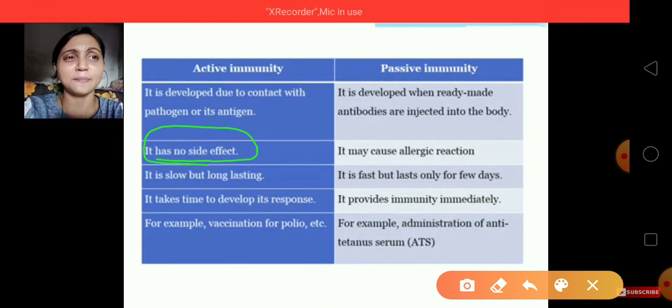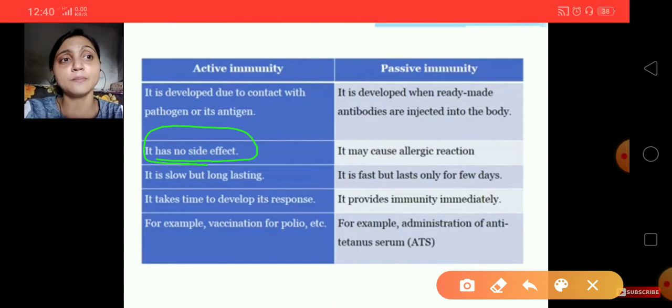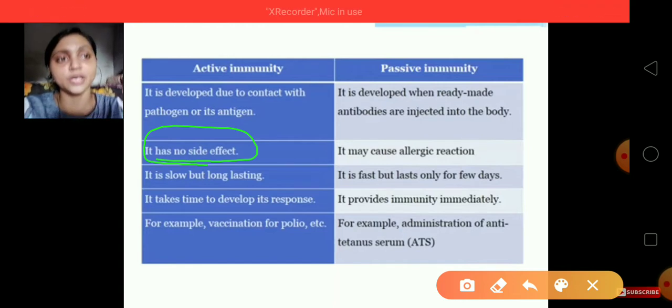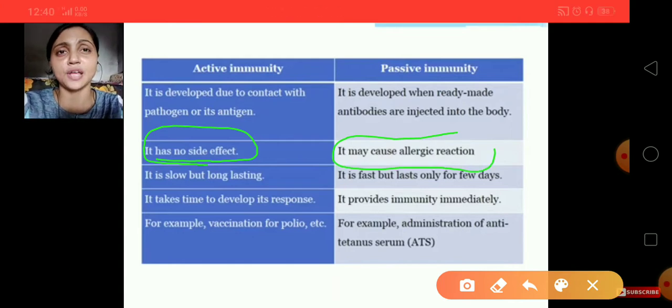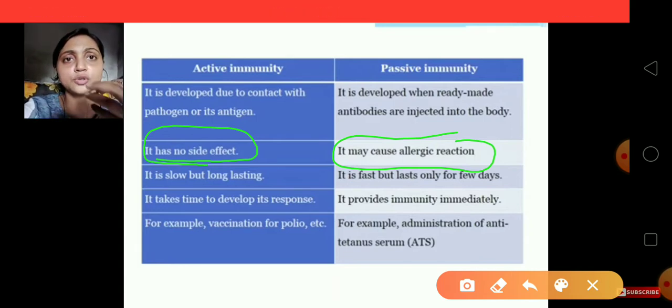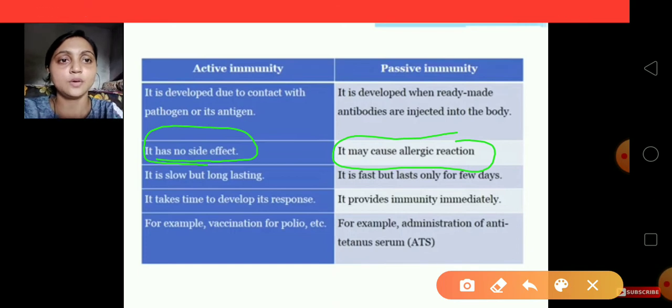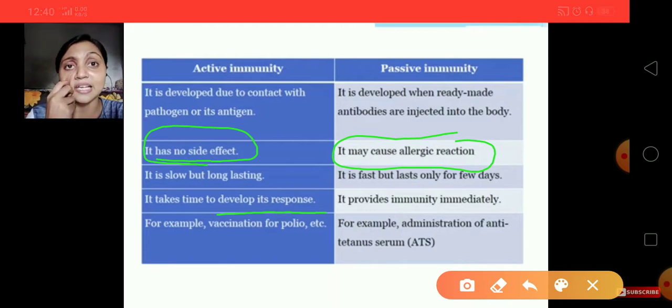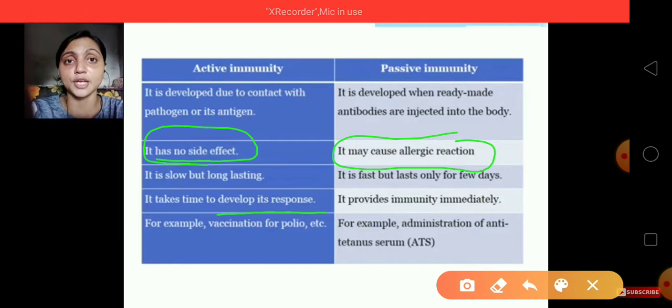But in contrast, in passive immunity, the antibodies are ready-made, so they may cause an allergic reaction. Being a not-known part to our immune system, they can cause the allergic reaction. Now, active immunity takes some time to respond. Obviously, the pathogen has gone inside our body, so it will take time for the production of the antibody, because the antibody will only be produced when the disease takes place.